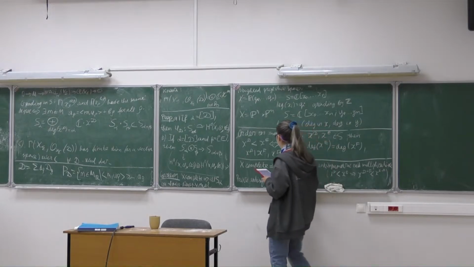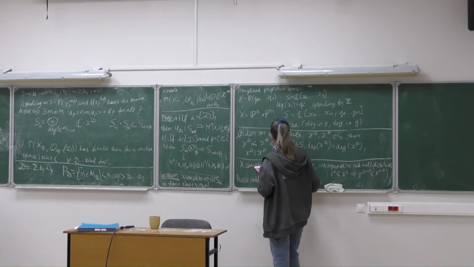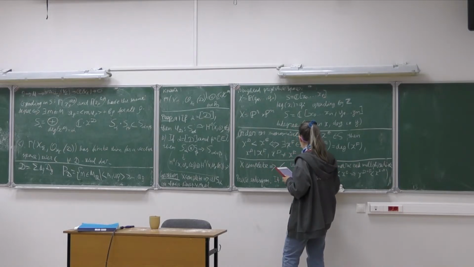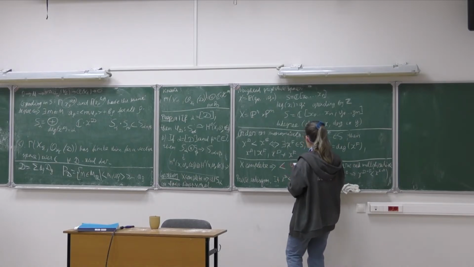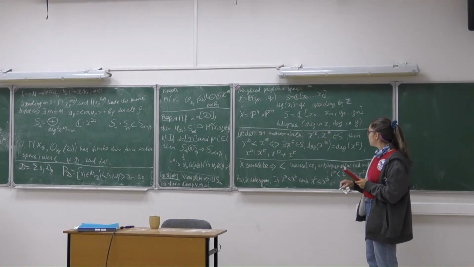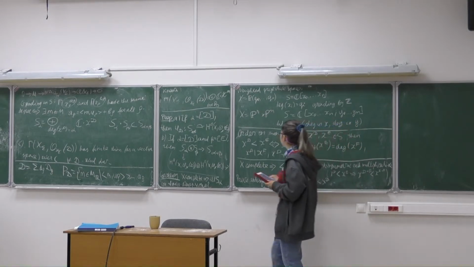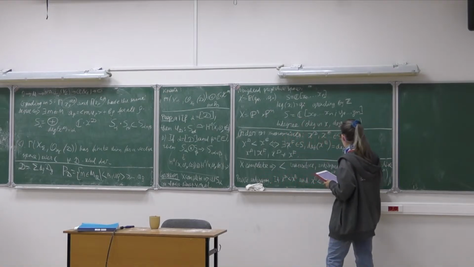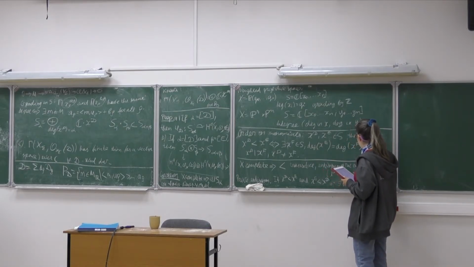So if xd is less than xe, and xe is less than xd, then it means that there exists some f such that xd divides xf.